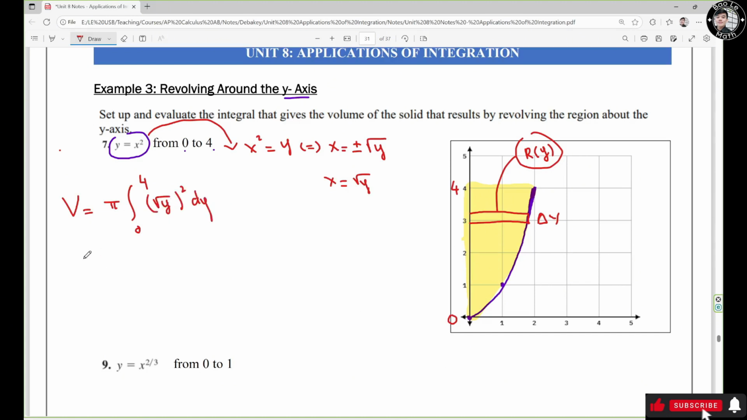Alright, so this guy turns out to be pi, the integral from 0 to 4 y dy, right? Now, take antiderivative of this one, it's going to be pi times 1/2 y squared, evaluated from 0 to 4, right? So this guy turns out to be pi over 2 times. Substitute 4 for y is going to be 4 squared. Substitute 0 for y is going to be 0, right? So the answer is 8 pi.